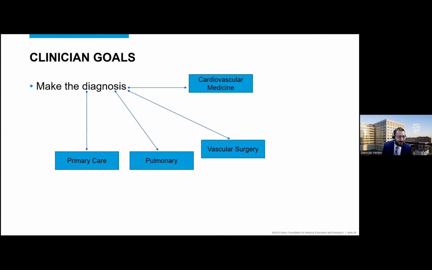So when we make the diagnosis, as I said, a lot of times this is found incidentally with lung cancer screening or screening for other purposes. So primary care and pulmonary may be the first ones to make the diagnosis. Vascular surgery is also a really common specialty that makes this diagnosis because if you are found incidentally to have an abdominal aortic aneurysm and then get a CT chest, abdomen, and pelvis, and then you see, oh, the ascending aorta, the thoracic aorta is abnormal as well.